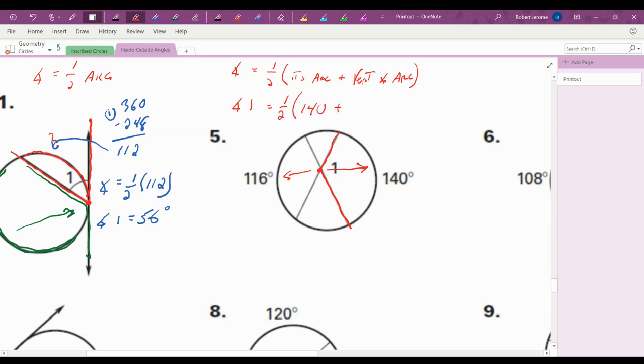140 plus 116. And of course we can work that out. So grab your calculator, and we have 140 plus 116. We're going to total that and cut it in half for 128.